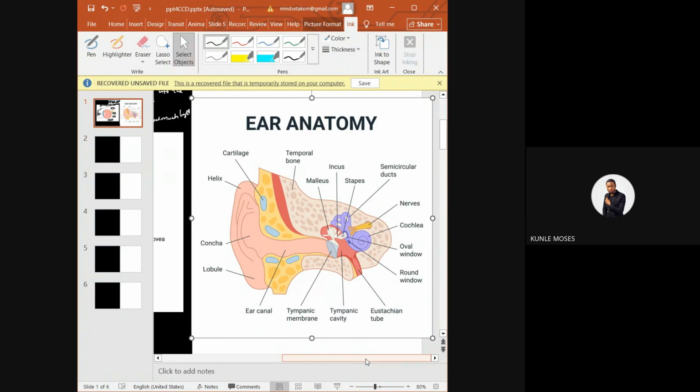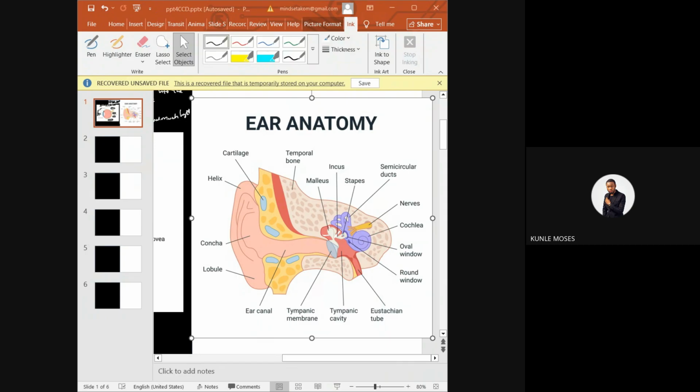So the ear, this is the ear. It helps a man to hear, to collect sounds and transmit the sounds and convert them to nerve signals that can go to the brain, and you understand through that. So the ear is actually divided into three parts: the outer ear, the middle ear, and the inner ear. So each part of the ear contains structures that are linked together. So these are the major structures of the ear.